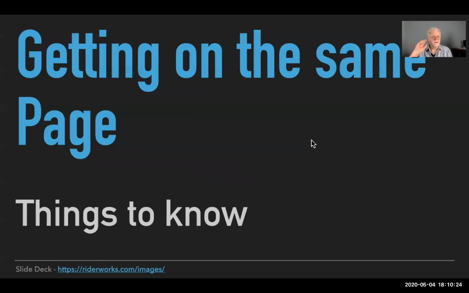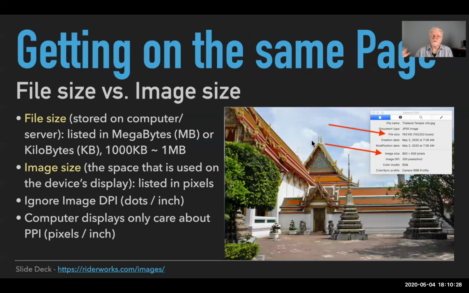So getting on the same page, things to know. So the difference between file size and image size. As you can see, the little arrows pointing over there on the little dialog there. The file size is something you all know. It's just basically how much data is getting stored up from the image onto your computer, your server. And the larger the file size, the more time it's going to take to get down into the browser, and the more time it's going to take for the browser to get that image.